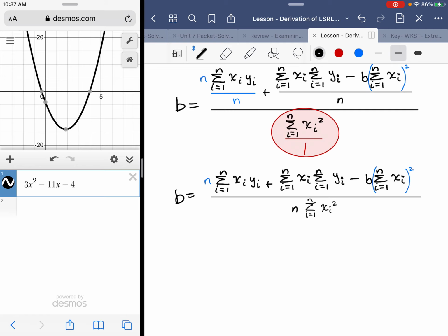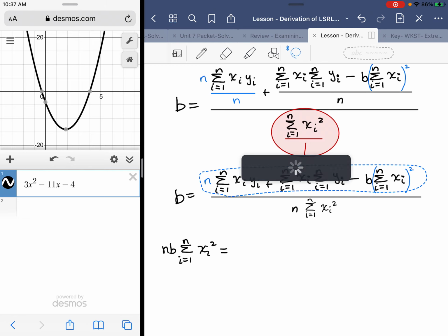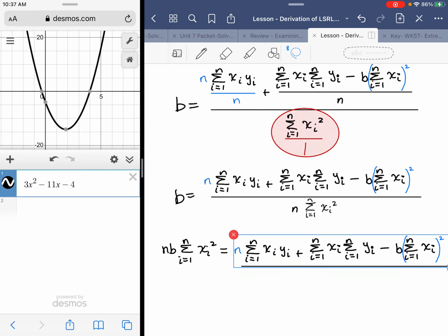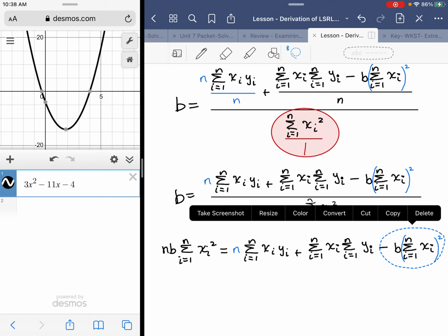So now I could do a little cross multiplication. So we're looking at n times b, sum from i equals 1 to n of x sub i squared equals all of this stuff. All right, so we're just cross multiplying. I think I accidentally took that fraction bar along with me, but we'll see. Yep, we can get rid of that. All right. So I'm going to add this expression to both sides.